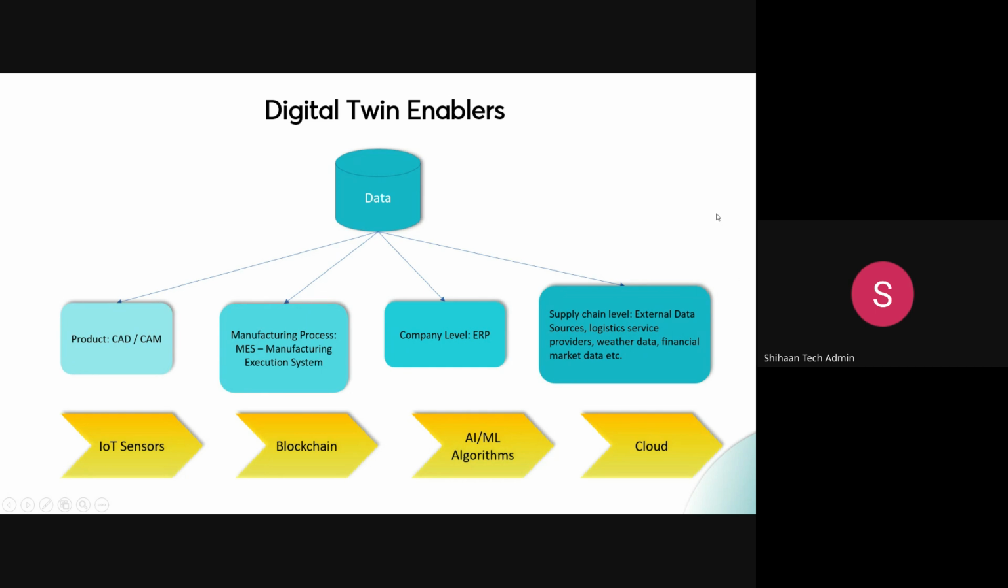That is the technology enabler basically. So we talk about IoT sensors. IoT sensors are nothing but the devices which are actually transmitting the real data into the virtual world or the digital world. Blockchain, if blockchain can be integrated with digital twin, or digital twin supported by blockchain, can have that traceability management at place.